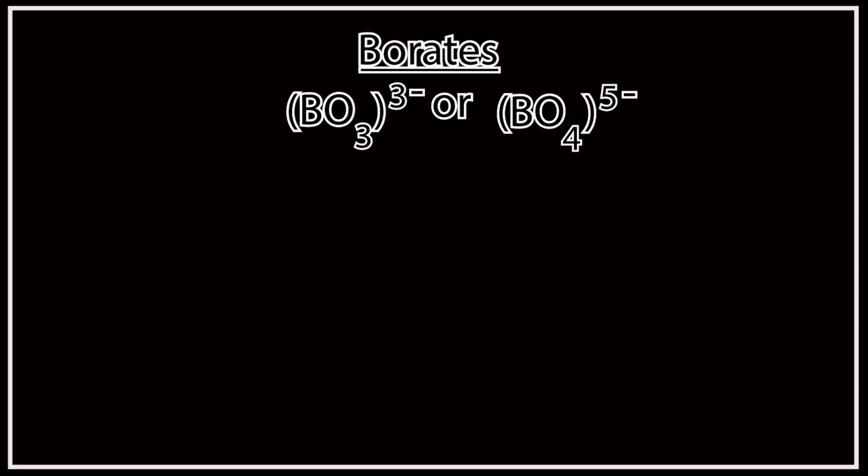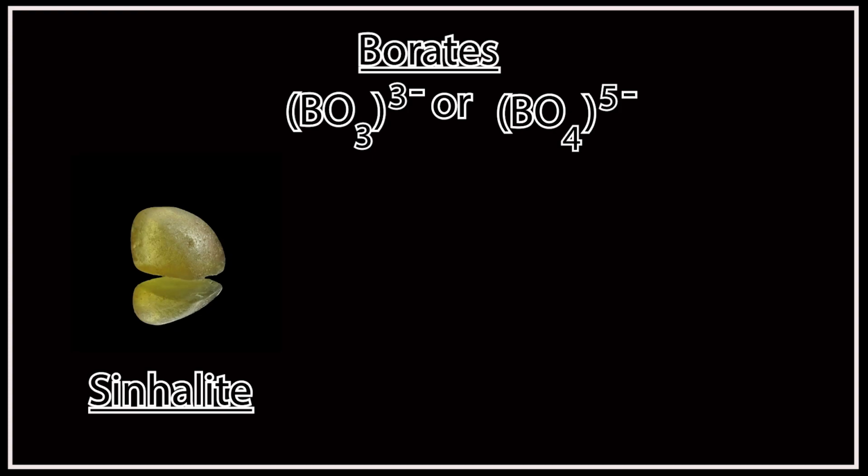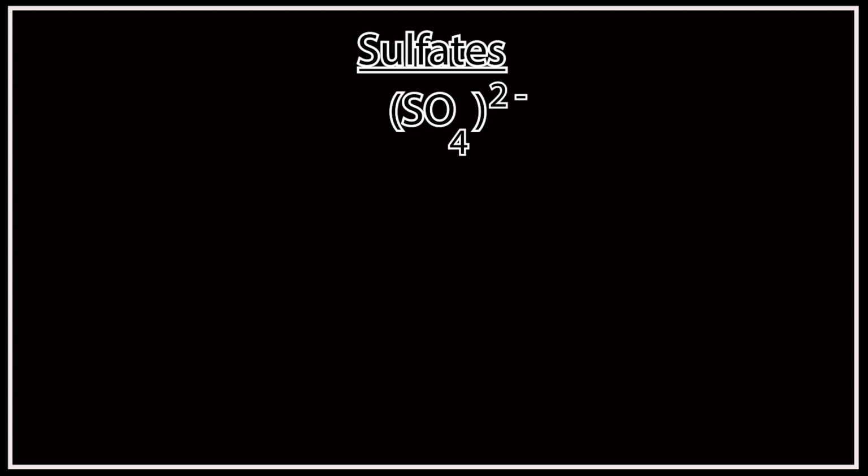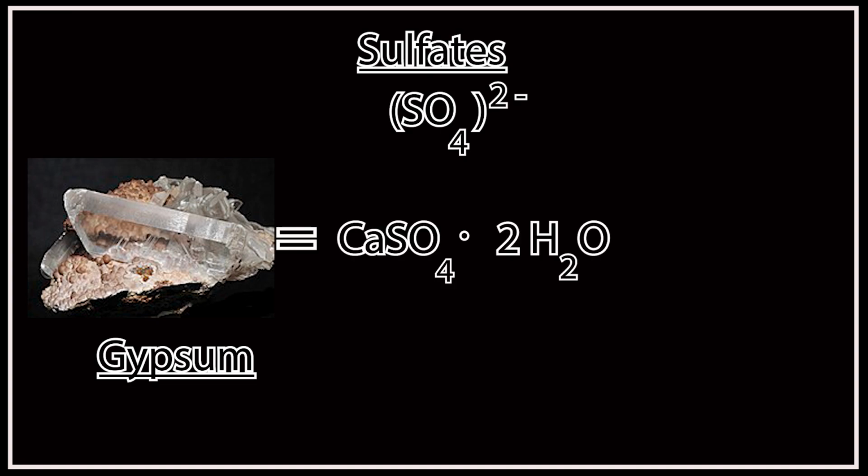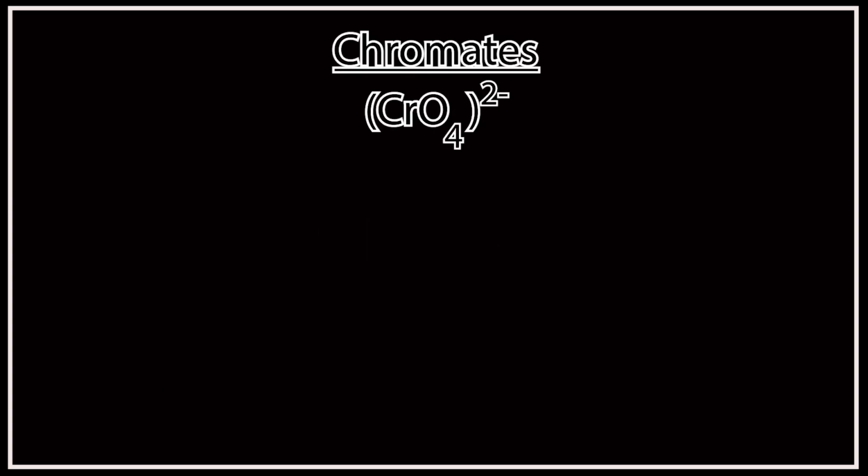The next group is borates. It has two anion complexes that it's known for, which are (BO3)3, or (BO4)5. A mineral example would be sinnelite. Its chemical composition is MgAlBO4. The next group is sulfates. Its anion complex is SO4(2). A mineral example is gypsum, and its chemical composition is CaSO4·2H2O.